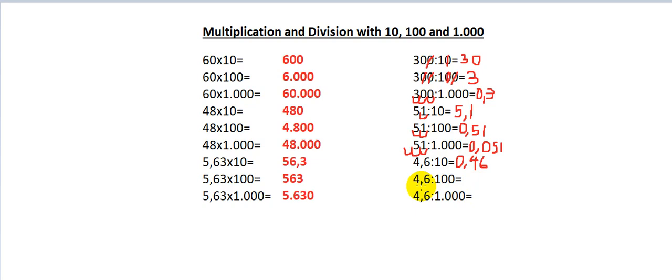Next, I need to move 2 places to the left. One place skips the 4, and the other place I turn into a 0, which needs to be after the decimal point. And in front of the decimal point, I put a 0. So my answer is 0.046. Lastly, I need to move 3 places to the left.